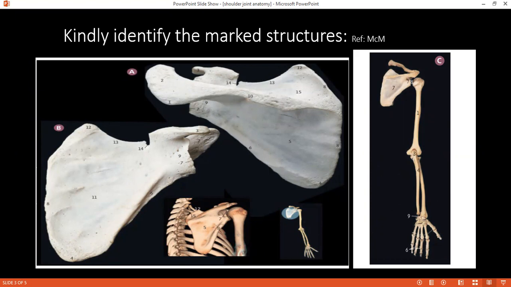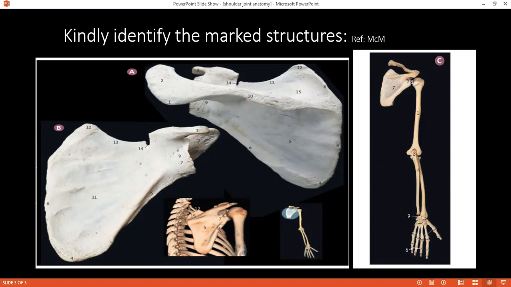Can you identify the coracoid process? Which number is it? Number 3, madam. What are the structures which attach to the coracoid process? There are 3 muscles: coracobrachialis and short head of biceps originate, and pectoralis minor gets insertion in the coracoid process. And the ligaments are coracoacromial, coracohumeral, and coracoclavicular as well.